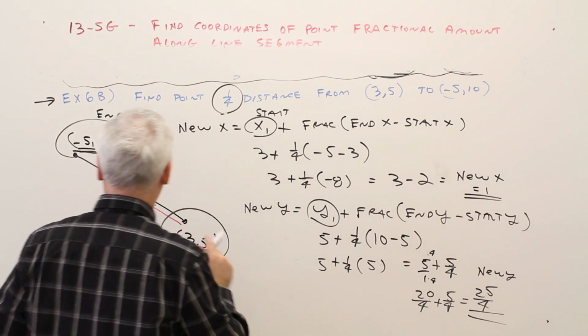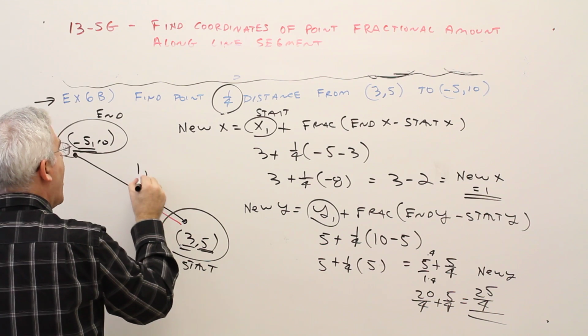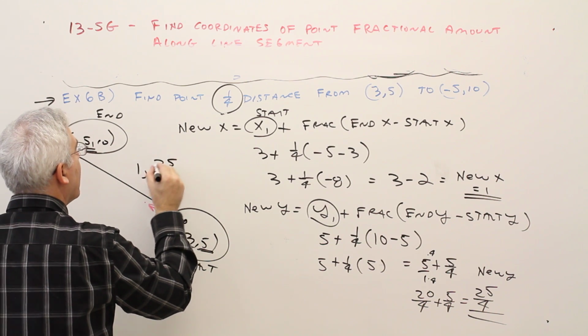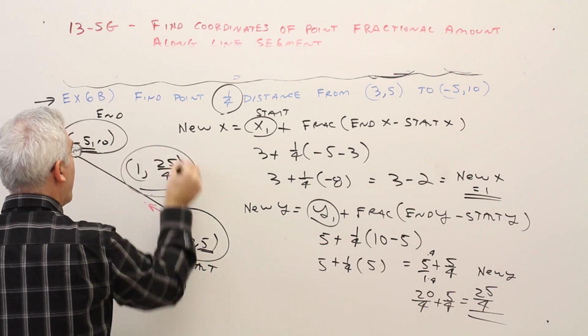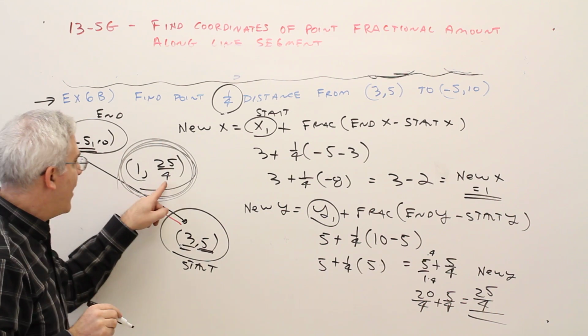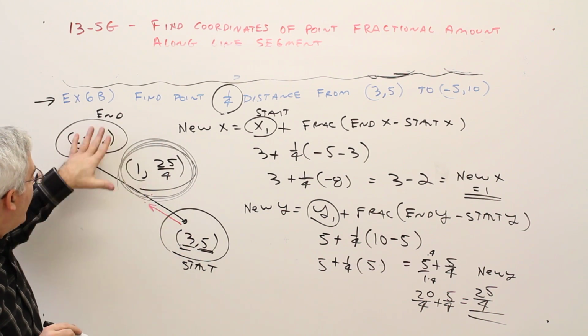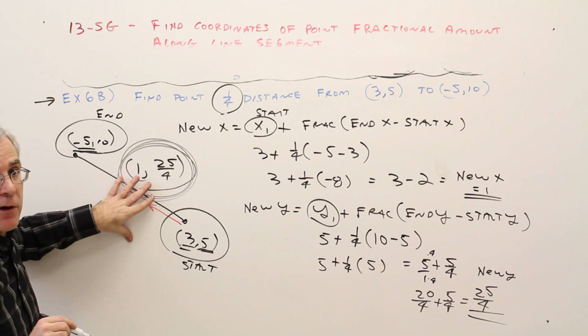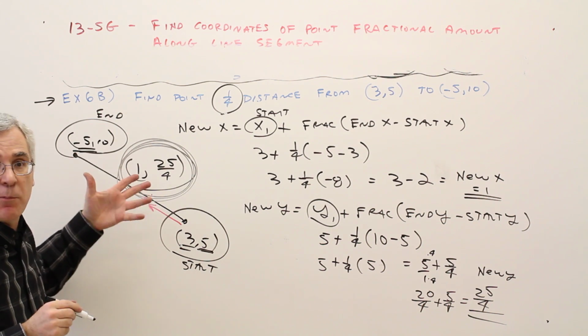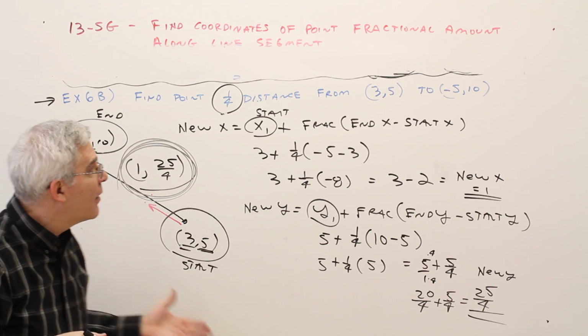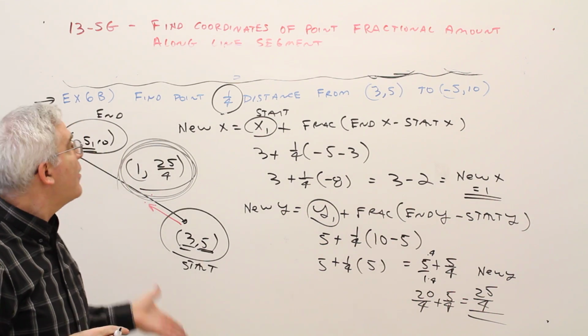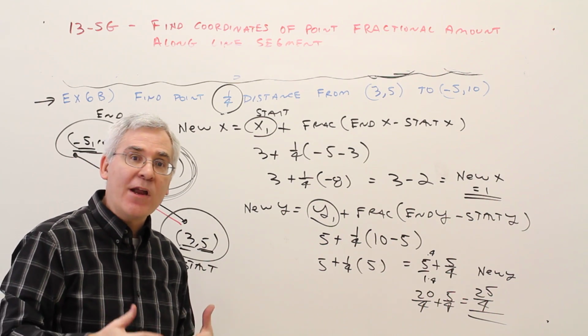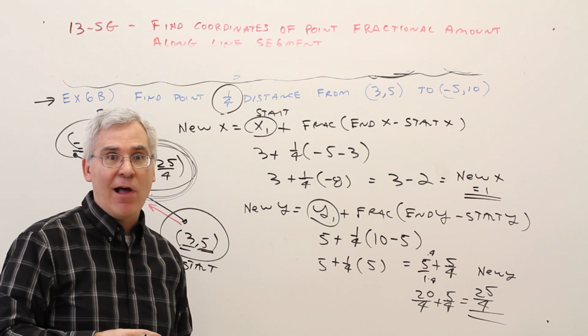So I'll put them together. I'll just put it right here. So (1, 25 over 4). And again, that would be 6 1/4, and that makes sense in this diagram. Always do a check to make sure that you're at least within the boundaries. So there you have it. Two examples on how to find the coordinates of a point a fractional distance along a line segment.